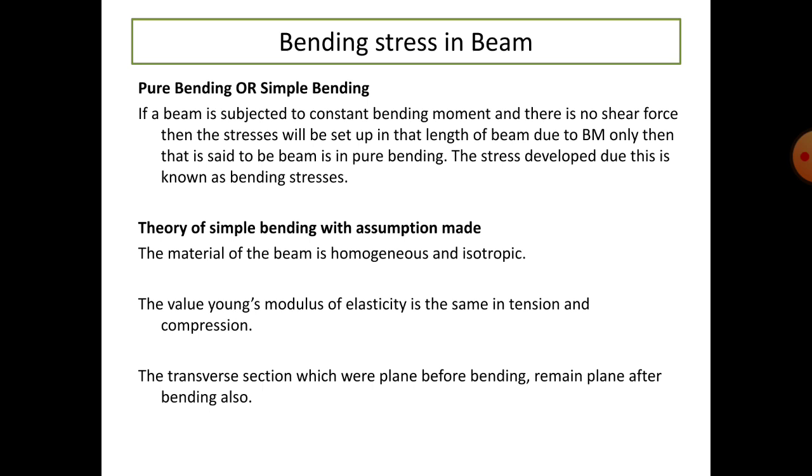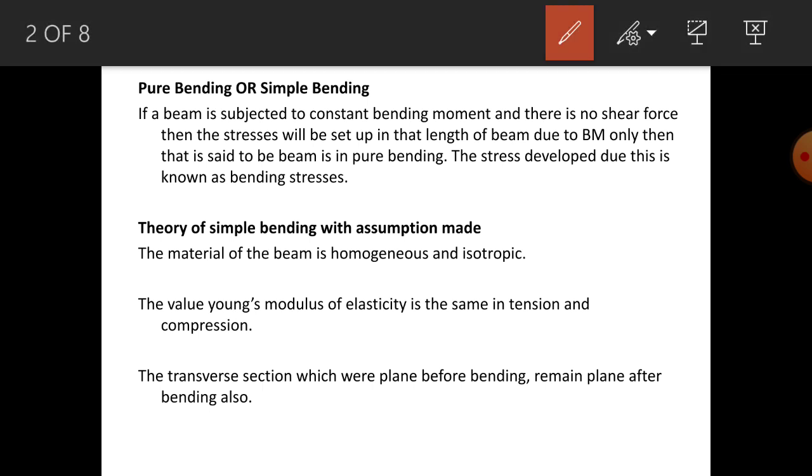So what is the first assumption? The material of the beam is homogeneous and isotropic. In all directions, the properties of the material will remain the same. That is what homogeneous and isotropic means. The properties of the material of the beam will remain the same throughout, right? And the value of Young's modulus will remain the same in tension and compression.